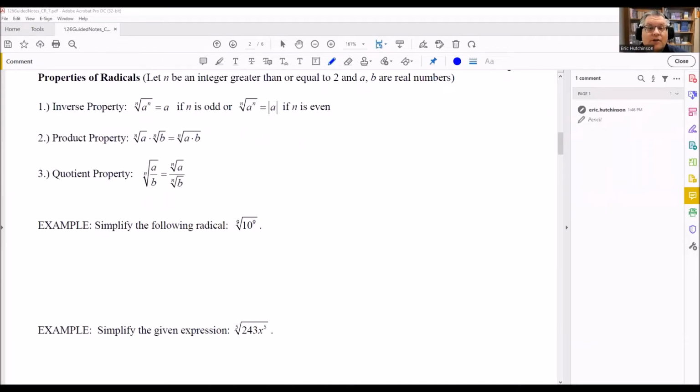We're going to go over the properties of radicals. We have the properties listed here. So the little n is your index. We're going to let n equal an integer greater than or equal to 2, and a and b are going to be real numbers.